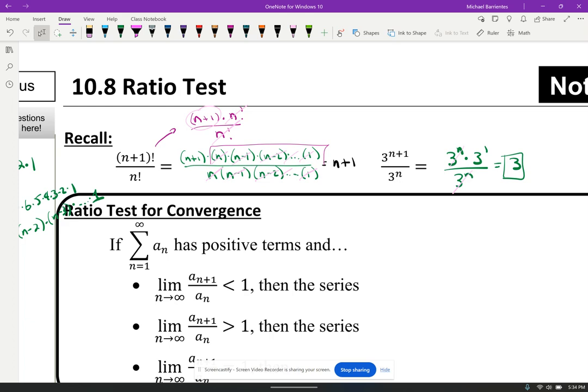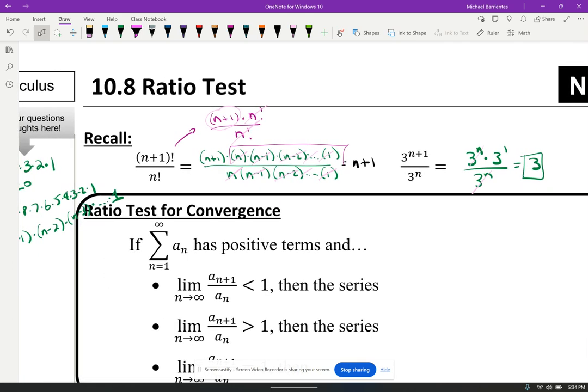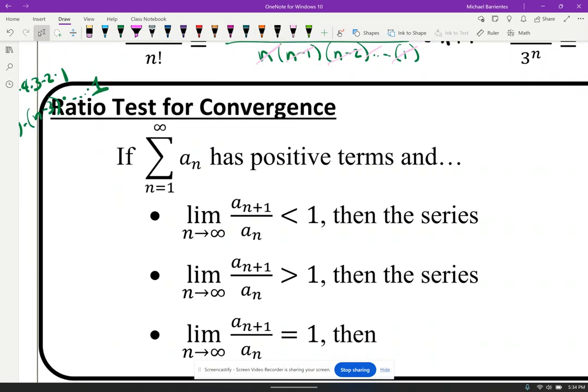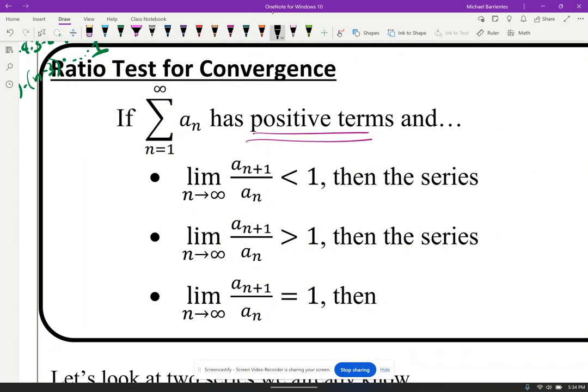So what is the ratio test? Well, the ratio test says, if I have a series that has positive terms, so here's the key, here's the condition, I have to have positive terms. And then I take the limit, and there's something missing on the printed page here. I'm taking the limit as n approaches infinity of the absolute value of a sub n plus 1 divided by a sub n. So that means the n plus 1th term divided by the nth term.